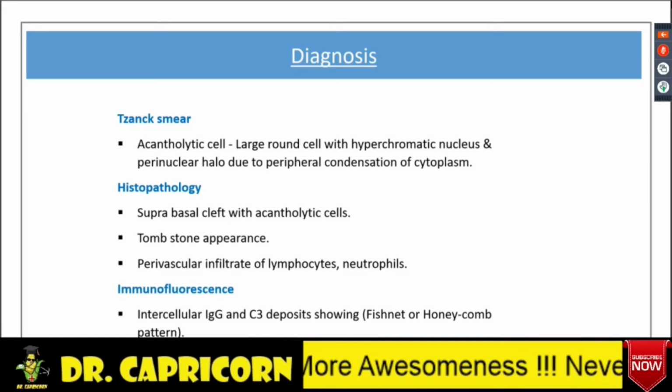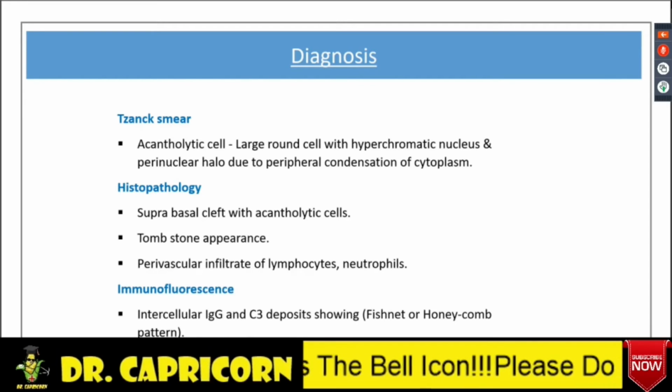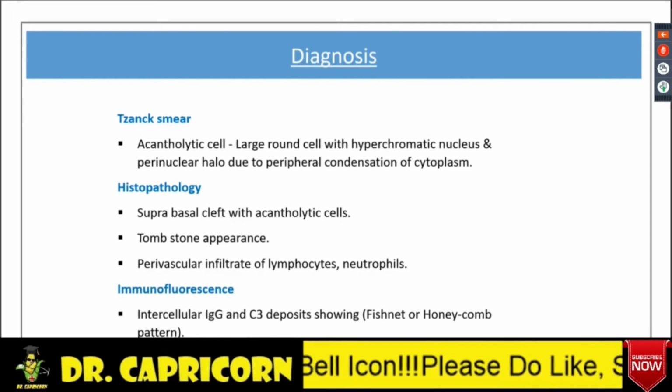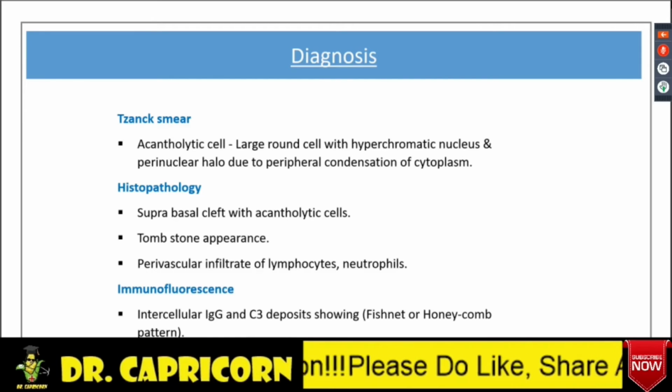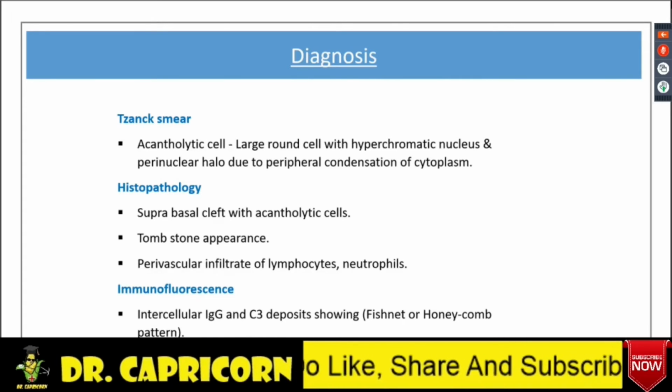Tzanck smear is a method to demonstrate acantholytic cells. What you basically do is, with the blunt end of the blade, you remove the roof of the bulla, and the base which is there, you just scrape with the blunt end of the scalpel blade, put it on a slide, and do Giemsa staining, and you will see acantholytic cells in the slide.